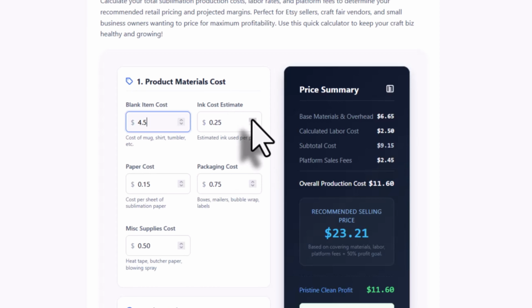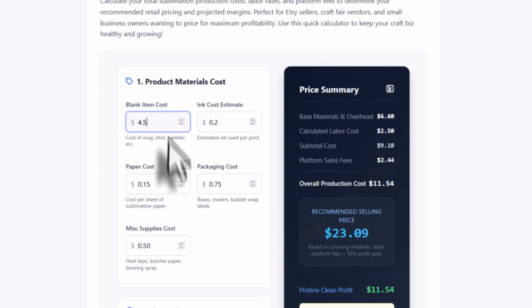First, enter your blank cost. Then add your sublimation ink cost, transfer paper cost, packaging, and any additional supply expenses. Even small consumable costs matter over time, especially when you start selling products consistently.